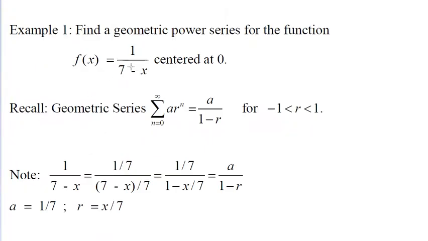So here we have the function 1 divided by 7 minus x. And this looks similar to the form of a divided by 1 minus r. And what we want to do is find a geometric power series that would represent this function for values of x around 0. So this is what we're given: a divided by 1 minus r, and we're trying to find the geometric series that corresponds to what's given.